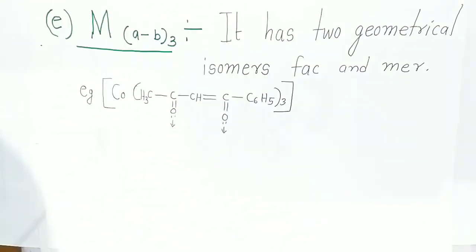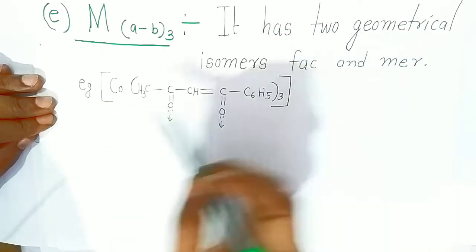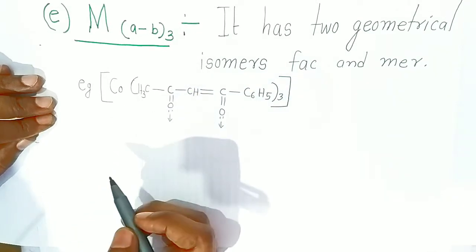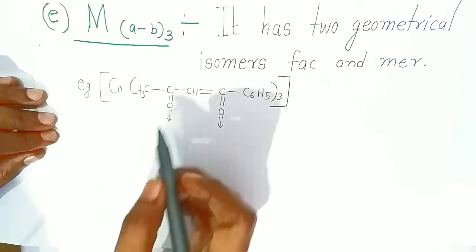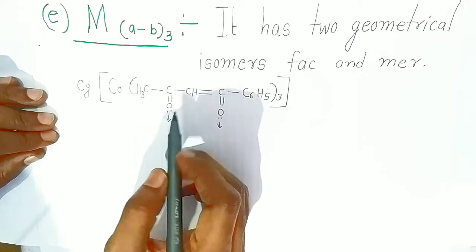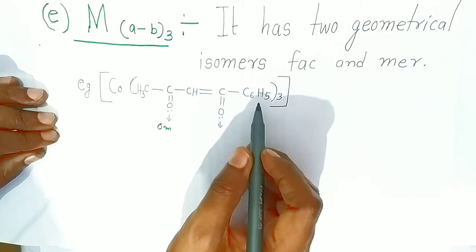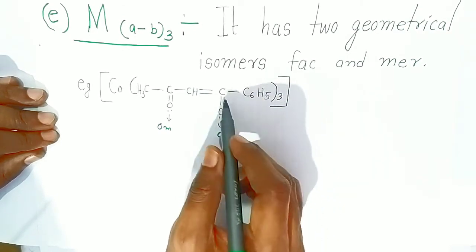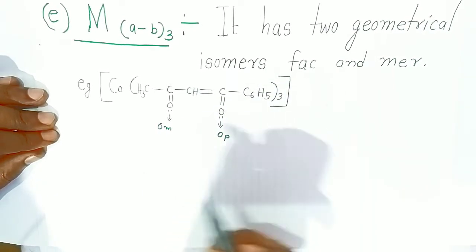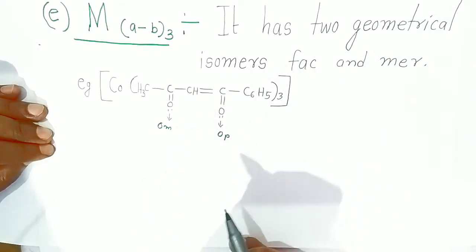Now students, E, that is the 5th type of octahedral complex, it has 2 geometrical isomers, fac and mer. This is also having 2 structures, students. Here the carbonyl, which is attached to the methyl, we can write oxygen of methyl here, and this oxygen is attached to phenyl, so we can write oxygen of phenyl. This oxygen we can represent like this. Now students, we are going to write the 2 structures of this. It has got 2 geometrical isomers, that is fac and mer.